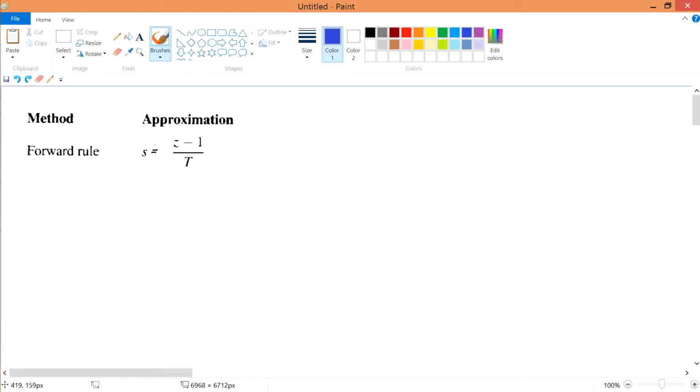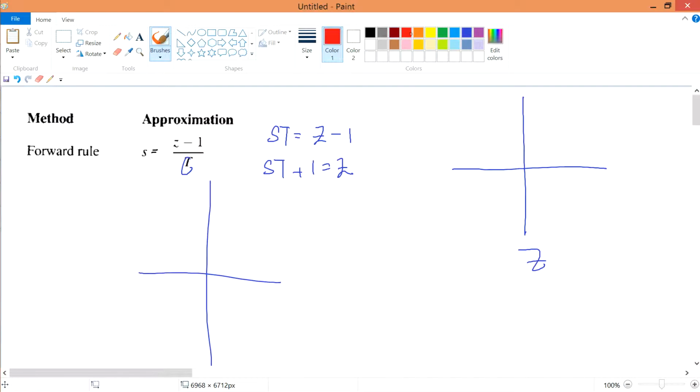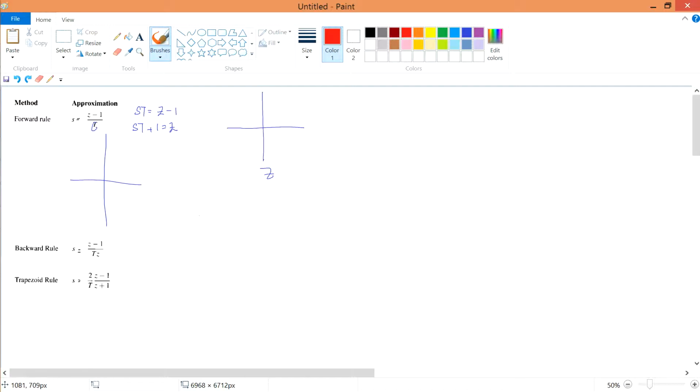In order to represent my Z, I'll bring my T upwards. So I have ST equals Z minus 1. Then I put my minus 1 to the other side, so I have ST plus 1 equals Z. So this is the Z domain, and this is the S domain. I can easily prove to you that the forward rule is unable to do the job.